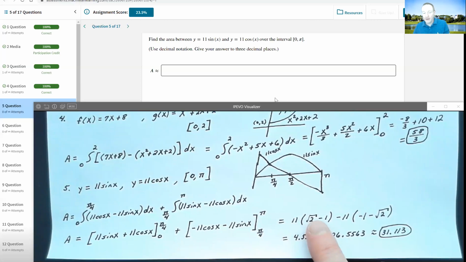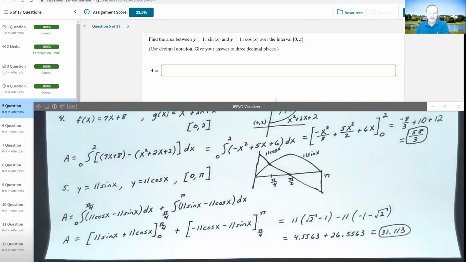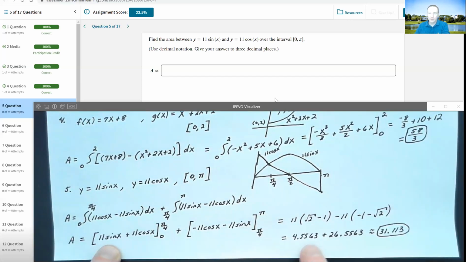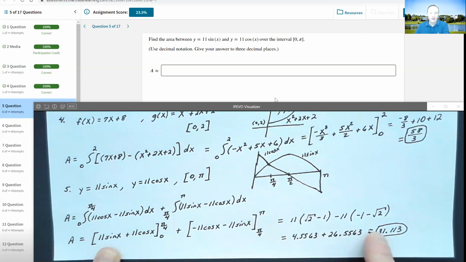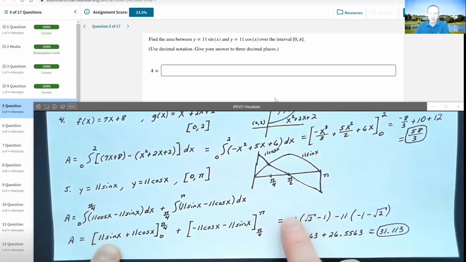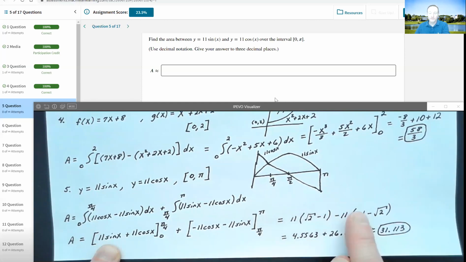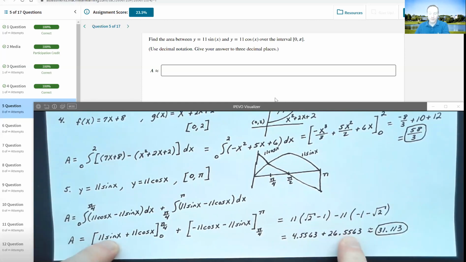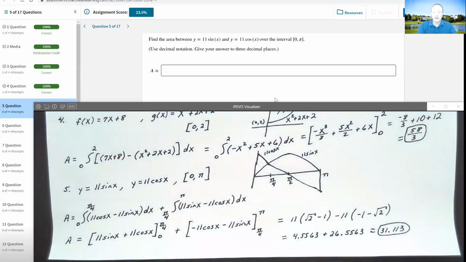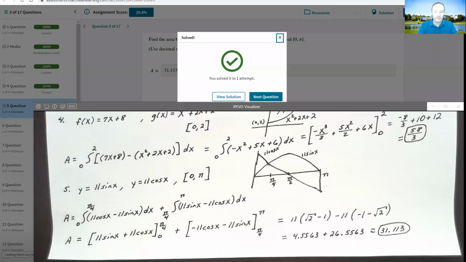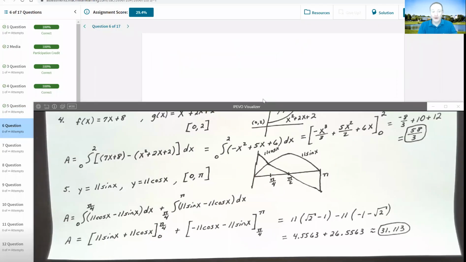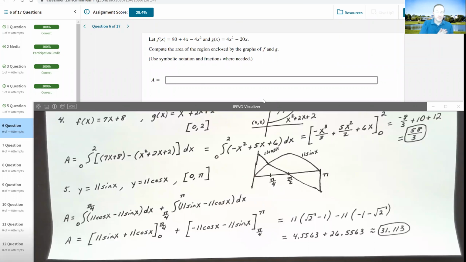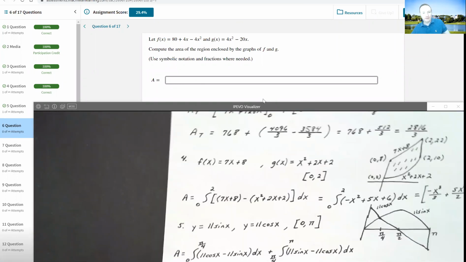Now when I try to simplify, though, I can say in the problem it told me decimal answers. I thought about putting a nice answer in terms of roots and radicals, but they don't want that. It says 3 decimal places, so I distributed the 11 in the first group and got this. Distributed the -11 in the second group and got this. Final answer of 31.113. We'll check that here. And they like it. It's rare that they give us a question where they want a decimal approximation. Typically, they want an exact answer.